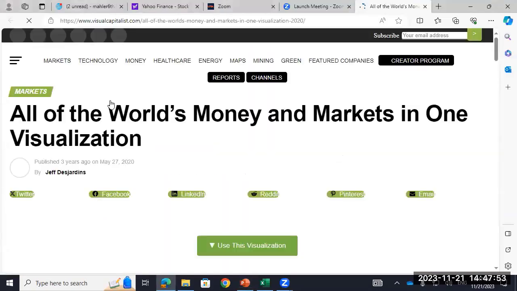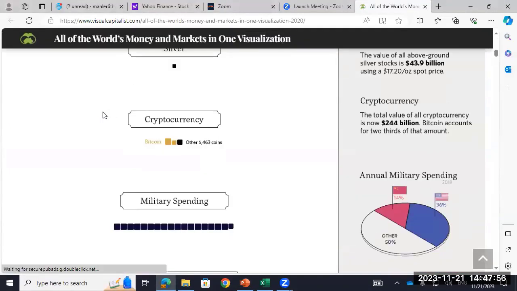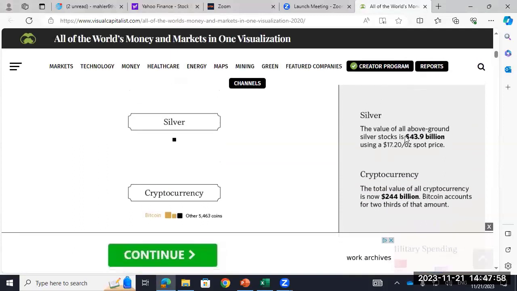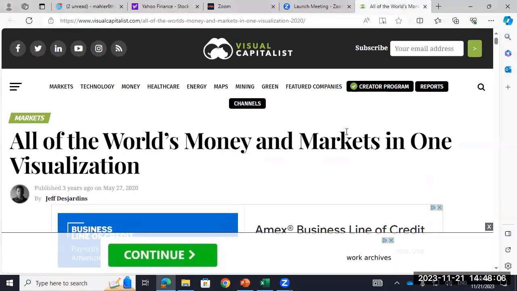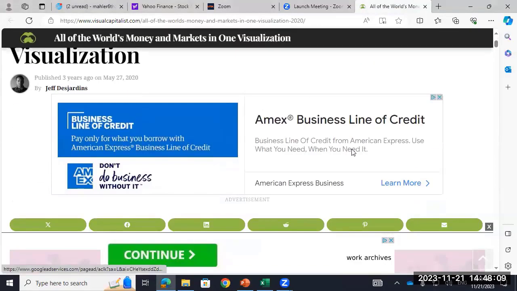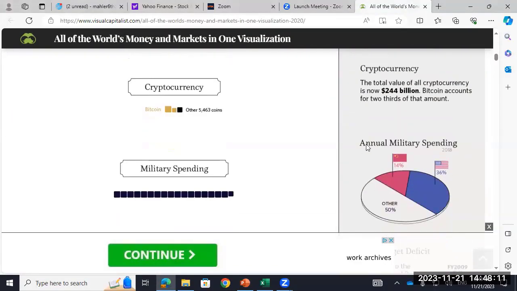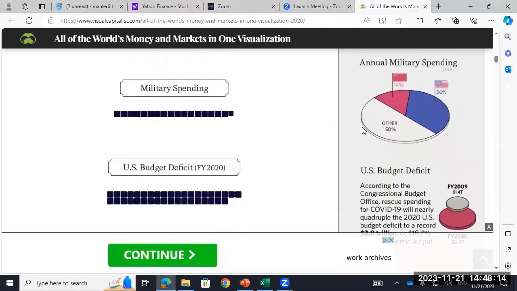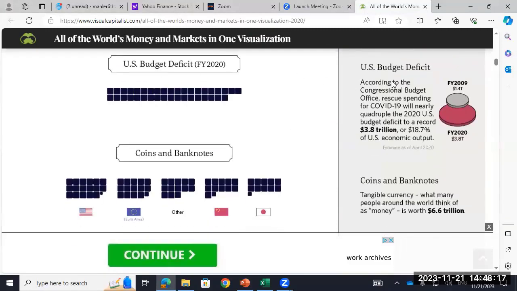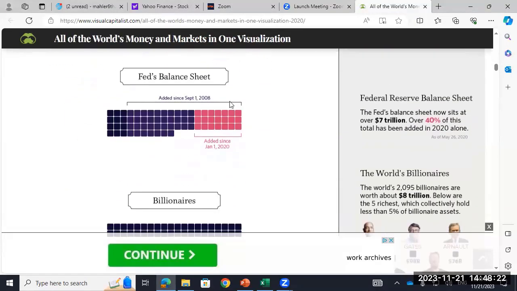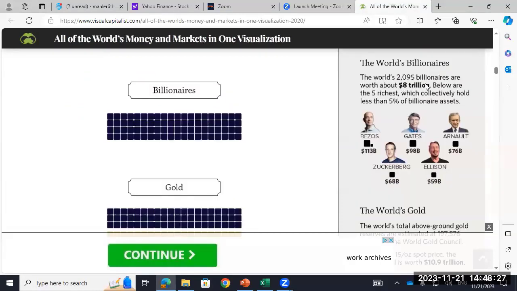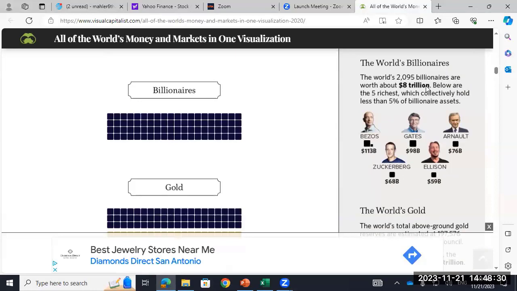So I love this website. This website shows you values. If you looked at all the silver in the world, it's about $44 billion. Cryptocurrency, about 240. I don't know when they updated this thing. I think it's somewhat 3 years ago. All right, so it's a little somewhat current. Who knows what crypto is today versus then. Military spending, US government deficit, coins and currencies, the Fed's balance sheet, $7 trillion. If you added up all the trillionaires, all the billionaires in the world, they have $8 billion.